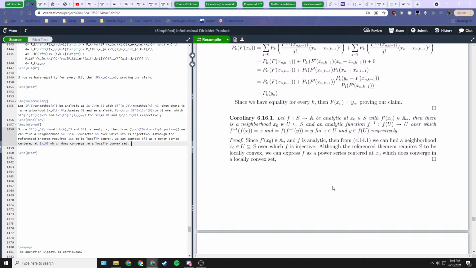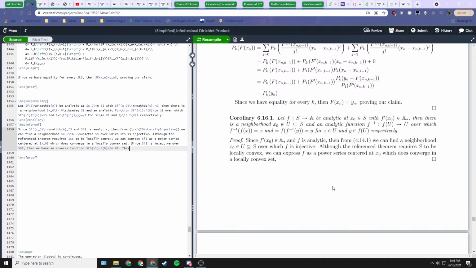And then now we can say, since f is injective over U, then we have an inverse function, f inverse, mapping f of U to U.